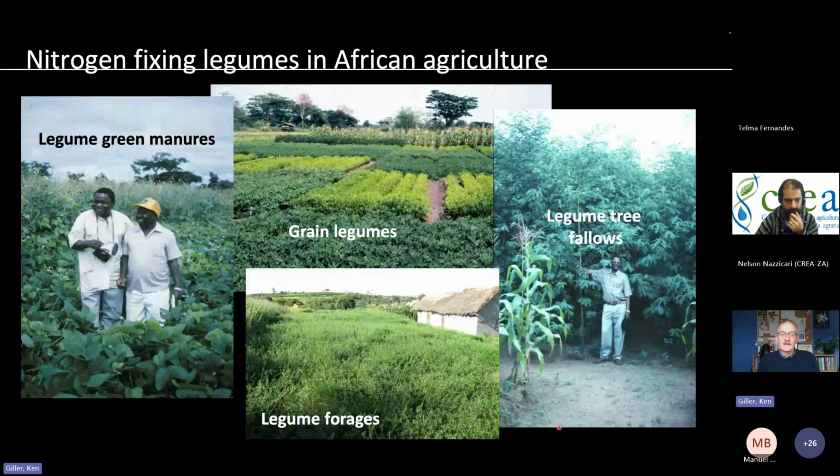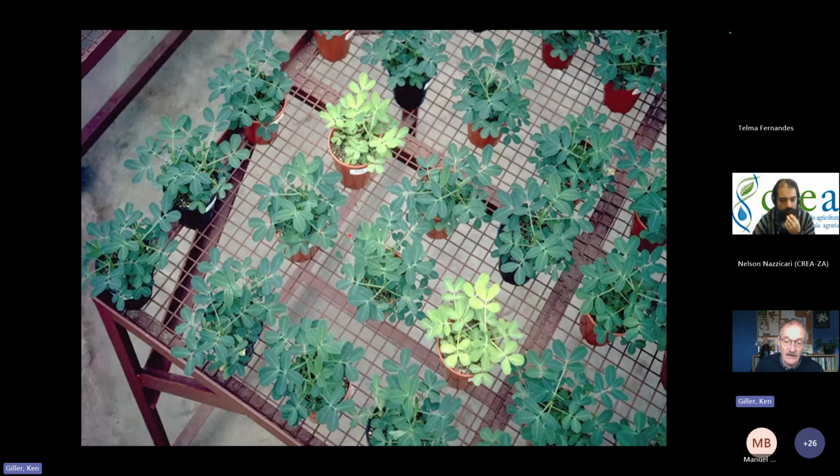I think you all know there are different types of legumes and different legumes used in agriculture. So here in this slide, just some illustrations on the legume green manure. So we've got mucuna, crotalaria. We have legume forages. This is Stylosanthes in Madagascar. On the right here, we have the legume tree fallows in Zambia. And in the center there, the grain legumes.